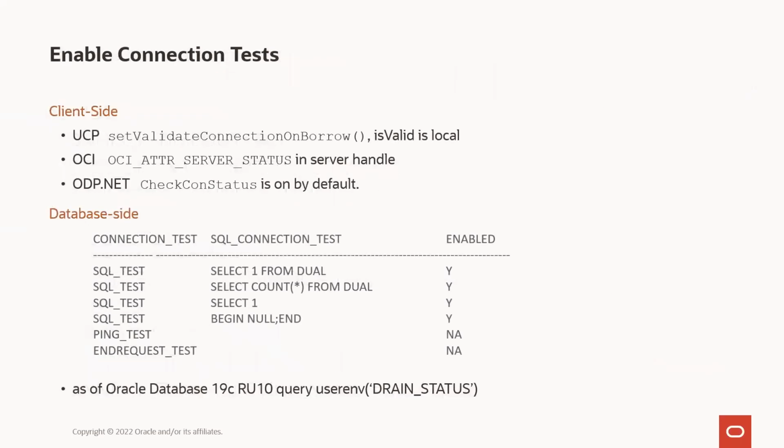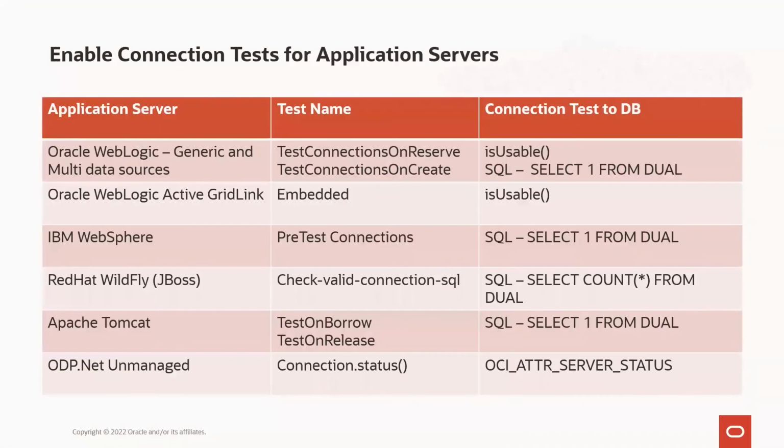Now, connection tests, I'll dwell on this a little bit, but it's pretty straightforward. On the database, the DBA can go and query which ones are actually enabled, using DBA connection tests. In 19c RU10, in other words 19.10, we added the ability to query the USERENV variable for drain status. And you can check to see whether the session can drain or is draining. So examples are what connection tests are configured or configurable.